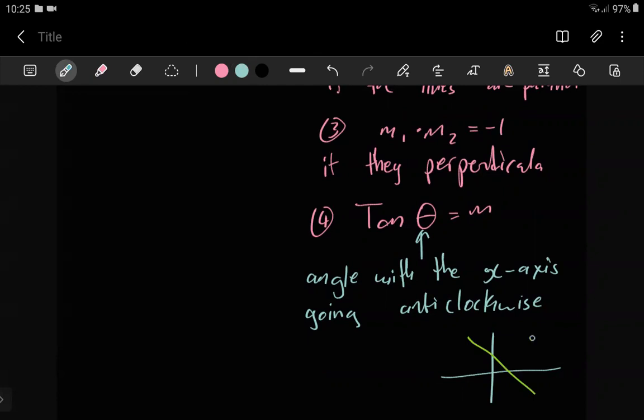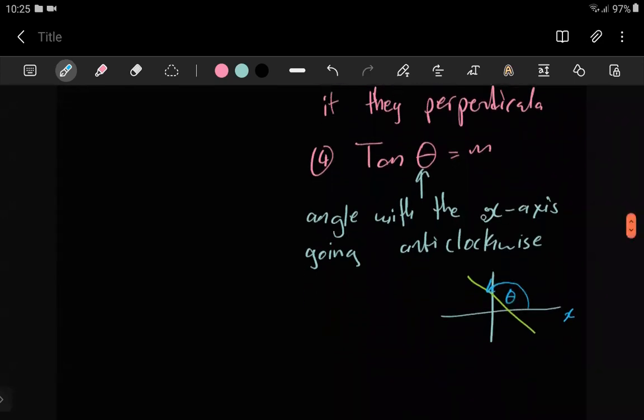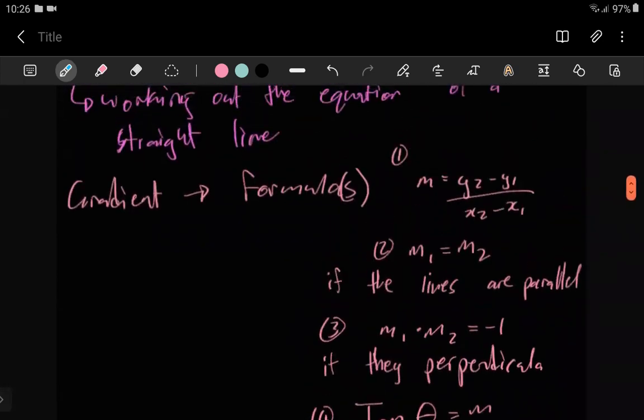So you're going to have the x-axis here, and it's going to go like that. So this is going to be your angle of inclination. It's called the angle of inclination. So you have the angle with the x-axis, and then let's put in brackets here, angle of inclination. So you can see there are a lot of different ways to get gradient.